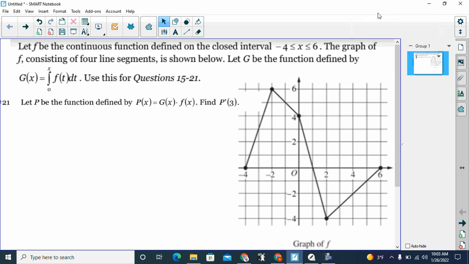Number 21 on the practice test gives us a graph of f of x, and then it defines g of x as the integral from 0 to x of f of t dt. We have a third function, p. P of x is equal to g of x times f of x, and we are asked for the derivative of p at x equals 3. So we need to take the derivative of this function.